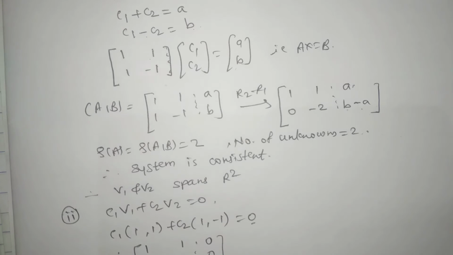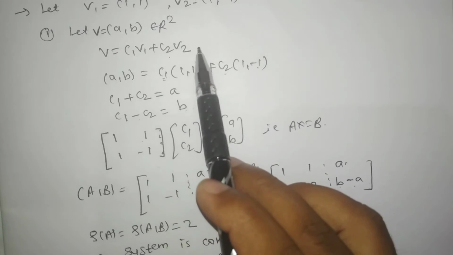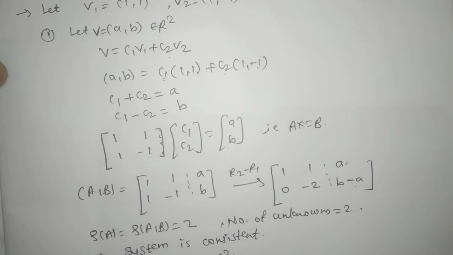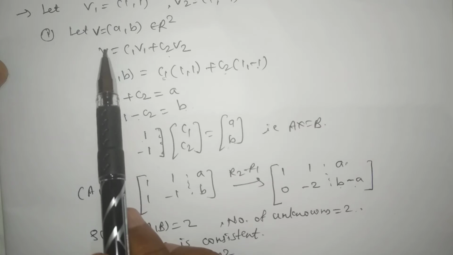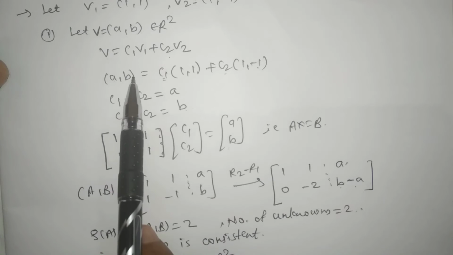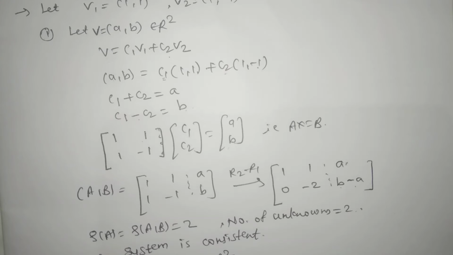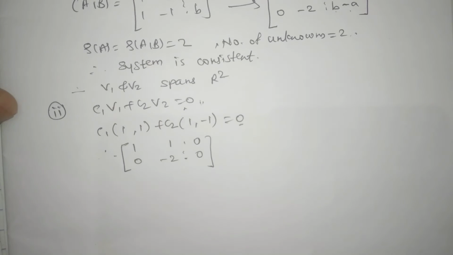Okay, so once again see, we already solved the equation C1 V1 plus C2 V2 equals V, and this equation is C1 V1 plus C2 V2 equals 0. That means you have to put the value of V equals 0 here. And what is V? V is nothing but the vector A comma B. So we just put the values of A and B as 0 here. Okay, so you will get this system. Now this is already in echelon form.